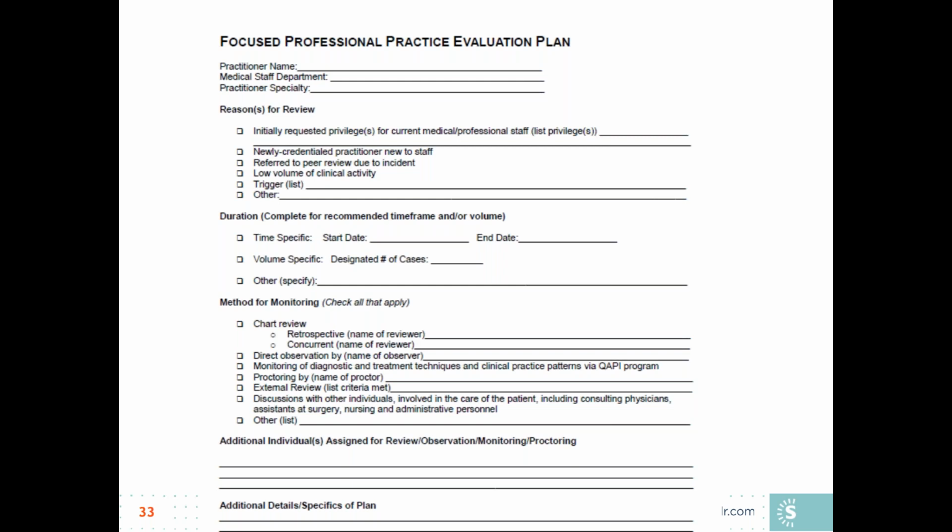When's it starting and ending? Is it volume specific? Is it time specific? Maybe it's both. Maybe you want a certain number of procedures within a certain time frame. And how are we going to do this monitoring? And this is where we really break it down. So is it going to be a chart review? If so, is it going to be retrospective or concurrent? And who is going to be doing that review? Is it going to be direct observation? If so, who's the observer? Are we going to be monitoring their diagnostic and treatment techniques and clinical practice patterns through our QAPI program? Is that what it's going to entail?